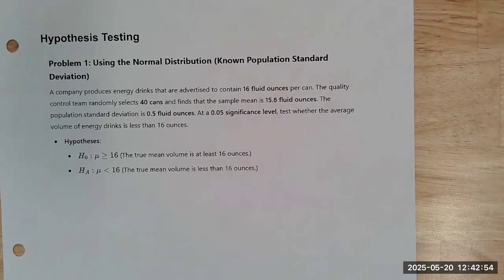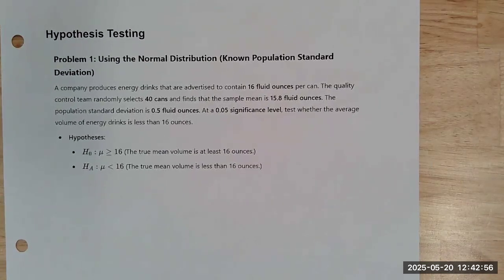So let's read the rest of this and we'll see if I can figure out if I am going to use my Z distribution. A company produces energy drinks that are advertised to contain 16 fluid ounces per can. The quality control team randomly selects 40 cans and finds that the sample mean is 15.8 fluid ounces. The population standard deviation is 0.5 fluid ounces. So that's our sigma. They told us that we had a known sigma.